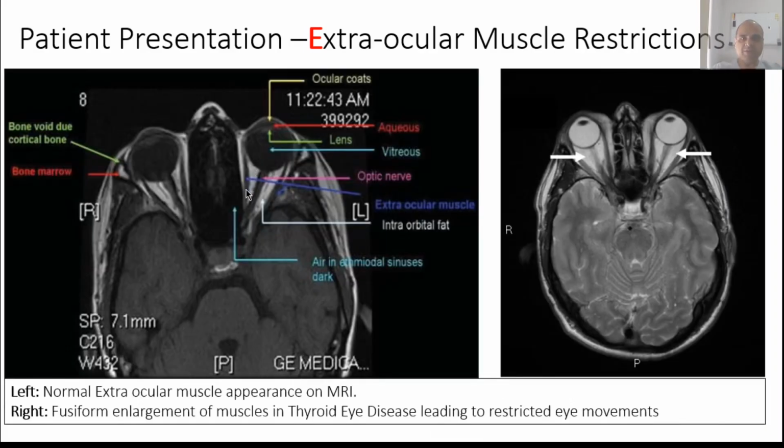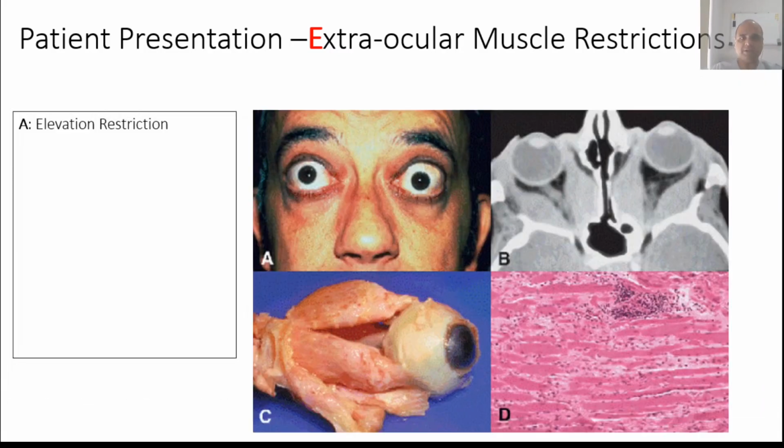This is how the normal muscles appear, and they are pretty much very strap-like. As you can see in this picture on the left, on the right, you can see the fusiform enlargement of the extraocular muscles. These are the various pictures that are showing you various manifestations of the effects of enlargement of extraocular muscles. The first one, i.e., picture A, top left, showing you elevation restriction. The left eye can't elevate, the right eye elevation is sort of restricted.